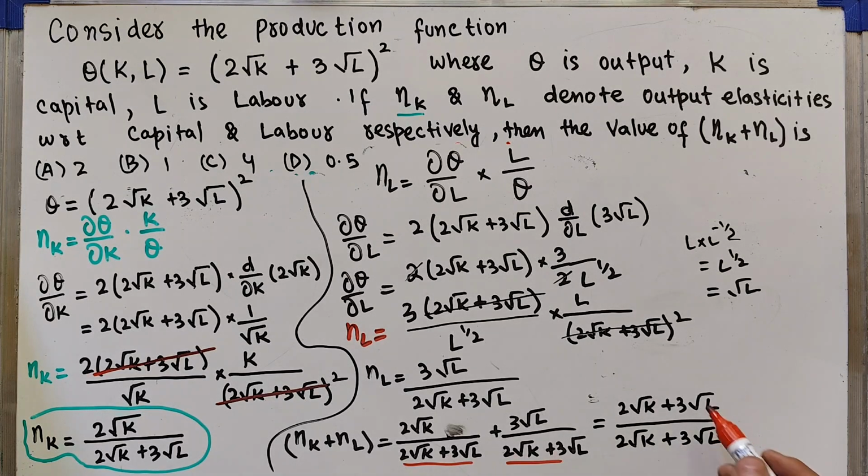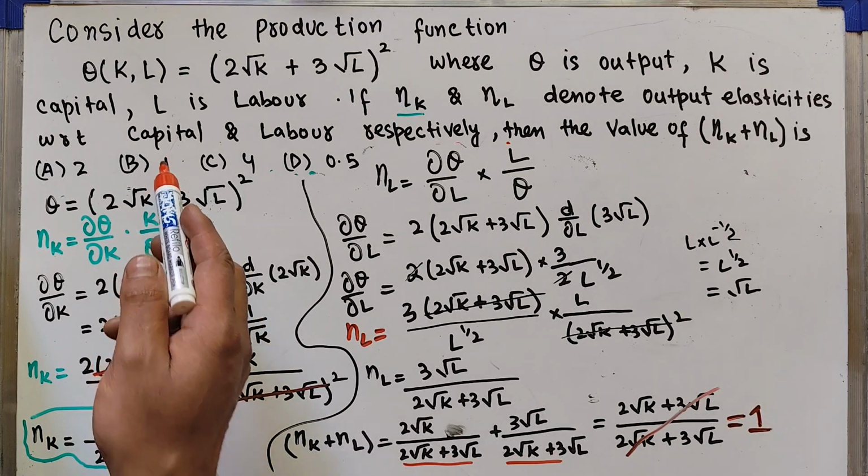Okay, since numerator and denominator are same, we can cancel them, so the sum of output elasticity of capital and labor should be equal to 1. That means this option should be correct.